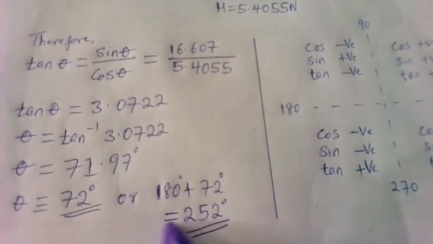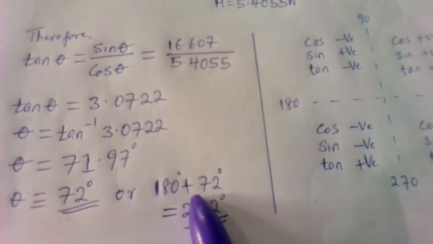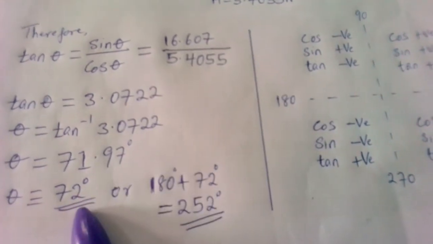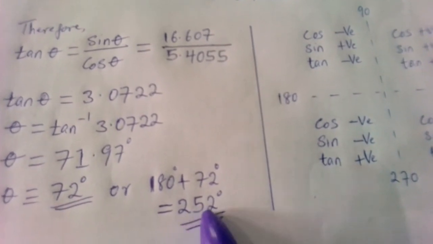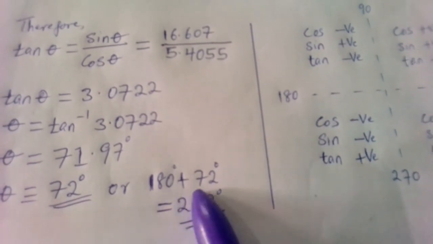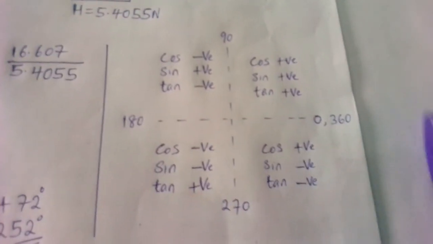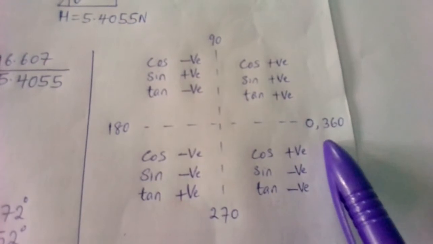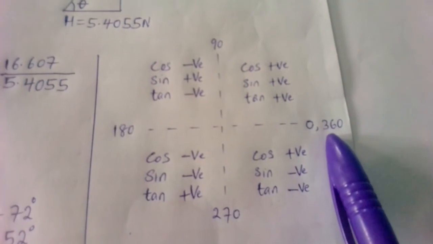So now our main discussion is, why is it like this? From our calculation, we already obtained 72 degrees, but we can as well say that our angle is 252 degrees, which is 180 degrees plus 72 degrees. How do we arrive at that? From our four cardinal points here, we know we are moving from 0 to 90 to 180 to 270 and to 360, which is back to 0.